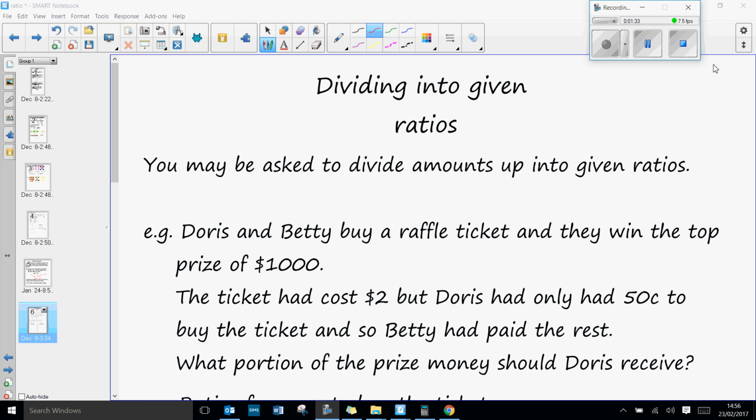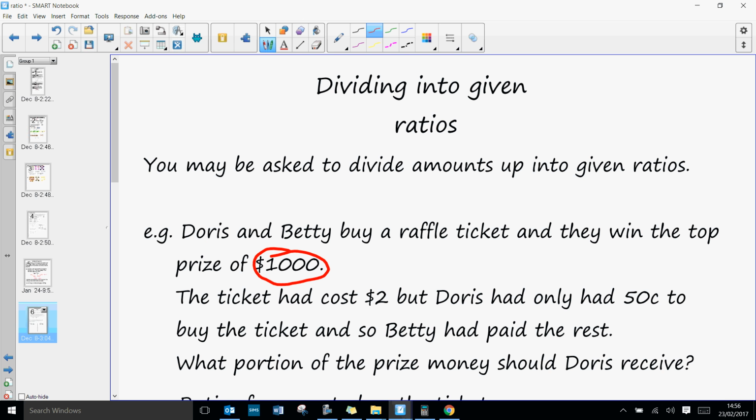Okay, dividing into given ratios. This is something that some people find a bit tricky. You may be asked to divide amounts up into given ratios. So in this case, Doris and Betty buy a raffle ticket and they win the top prize of $1,000. So they've got $1,000 that they need to split up. When they bought the ticket, it cost $2, but Doris had only 50 cents and Betty had to pay the rest. How much did Betty therefore have to pay? If it cost $2 and Doris only had 50 cents, then Betty paid $1.50.